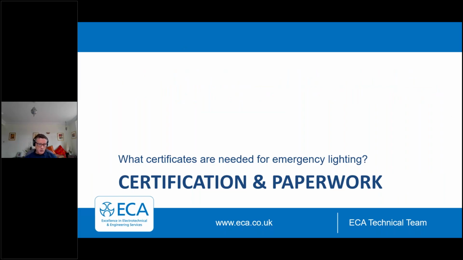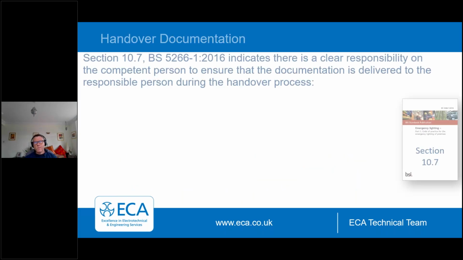So coming back to this certification and paperwork, what have we got to do when we're installing it? Well, first of all, once we put it in, there is a huge amount of paperwork and handover documentation that we are required to provide as part of that handover. And it's section 10.7 of 5266 that refers to this, and it tells us that there is a clear responsibility on the competent person to ensure that the documentation is delivered to the building responsible person during the handover.